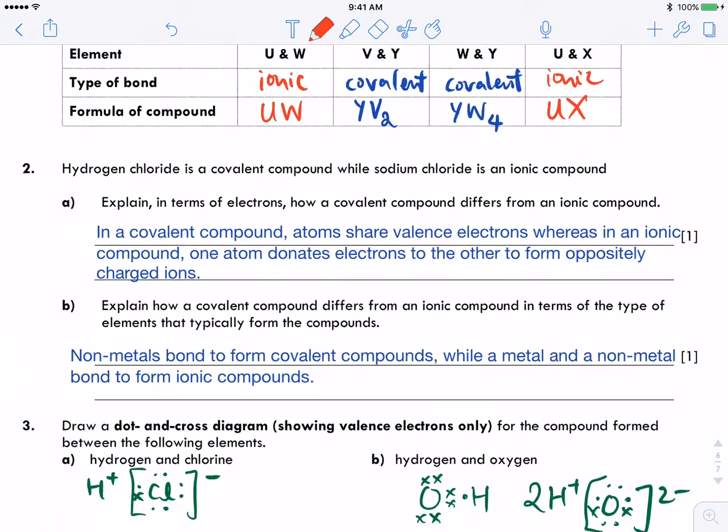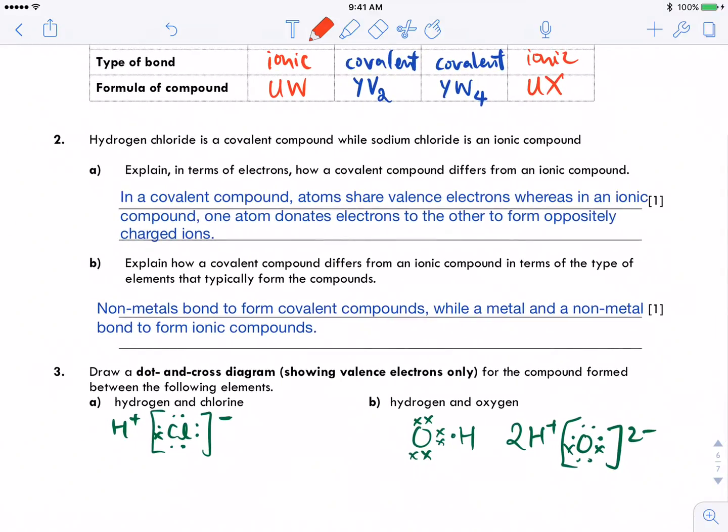The next question, explanation question. In terms of electrons, how is it different from an ionic compound? Okay, so in a covalent compound, it is the atoms that are sharing their valence electrons, whereas in the ionic compound, an atom donates electrons to the other atoms, to form oppositely charged ions.